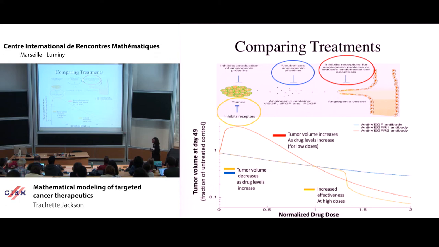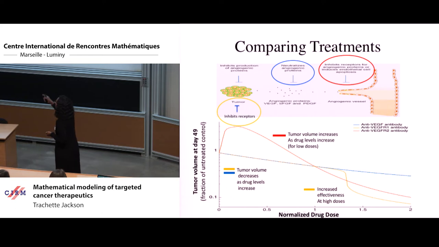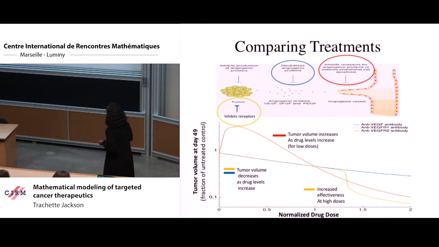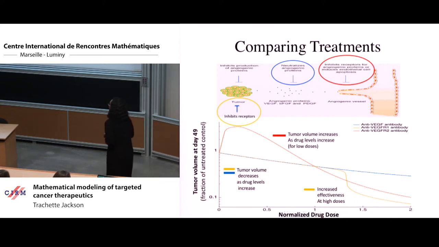So the first anti-angiogenic drugs that were put out on the market were of the blue type. The second were of the red type, right? So if we look at what happens if we give a drug that just blocks receptors on the endothelial cell surface, the model predicts an increase in tumor volume for low doses of drug. It's not till the drug concentrations get higher that we start to see any reduction.